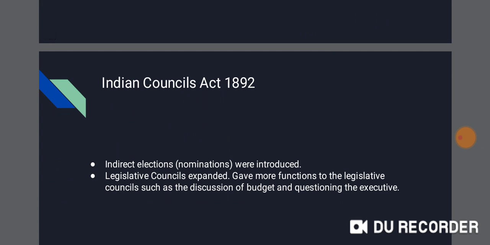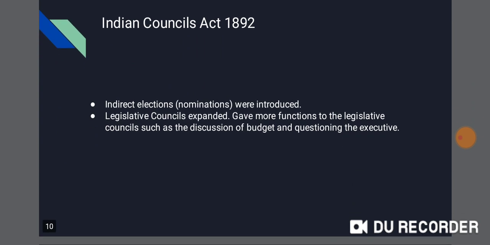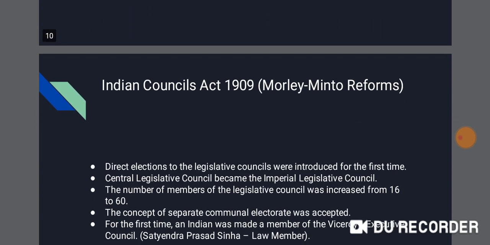Indian Councils Act 1892. Indirect elections were introduced. Legislative councils were expanded and given more functions, such as the discussion of the budget and questioning the executive.